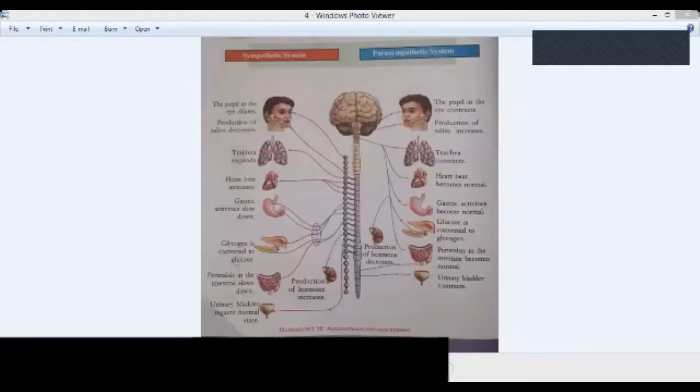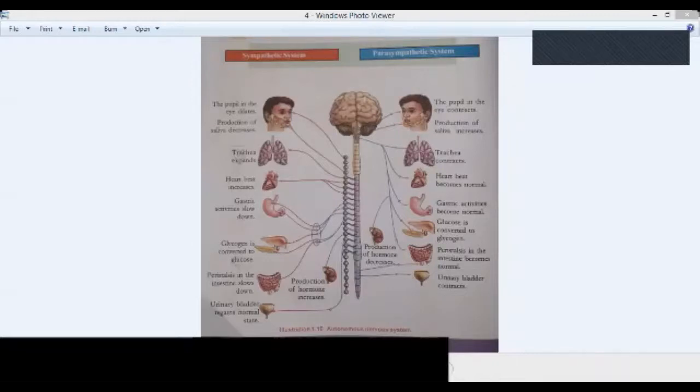Suddenly we will react towards that. Those reactions are controlled by the sympathetic system. So in an emergency situation, what all changes are happening in the different parts of our body is controlled by the sympathetic system. Okay. So while walking, if you suddenly see a snake, what all reactions will be happening in your body will be controlled by the sympathetic system.